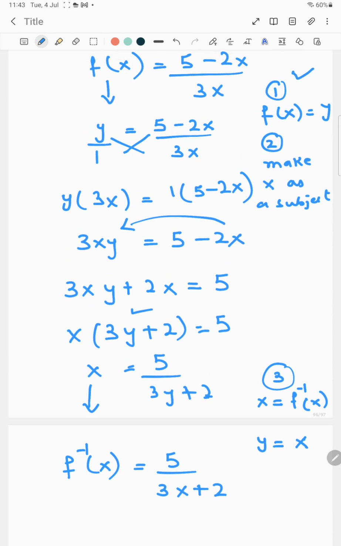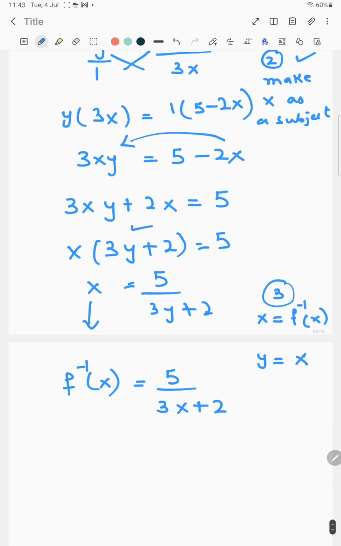The first step is this one. Always you have to put f of x is equal to y. Always. And after this, always you have to make x as a subject. This is the second step. And when you make x as a subject, in the last step you just have to put x is equal to f inverse x, and then y is equal to x. So these are the 3 steps. Let's take another example. I just want to show you how to find the inverse.